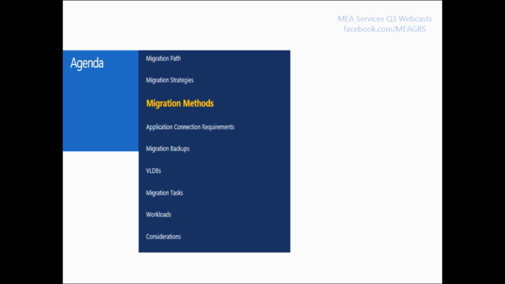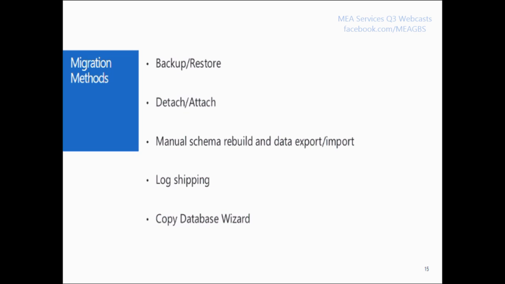We will go next to the migration methods. So now we have covered the migration path and migration strategies. Now what we need to look at is the migration methods that we need to use. Now generally, from a Microsoft SQL Server perspective, we have 5 general methods for the migration. We can consider backup and restore as the general approach, where you back up a database and restore it to another location. You can consider also attach and detach. I usually prefer these two methods for small databases that have a small size.